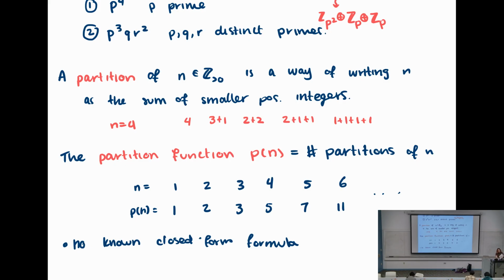But 2 things we do have, so there are recurrence relations for computing it. And if you're interested, this is kind of a fun problem to just sit down and think about how to write down the recurrence relations for the partition function. And we also have an asymptotic approximation, which is supposed to be pretty accurate.